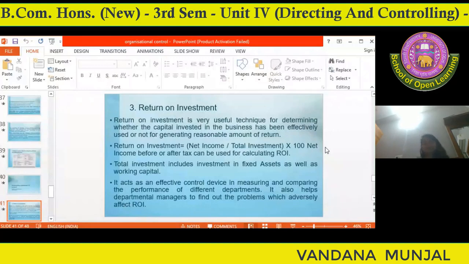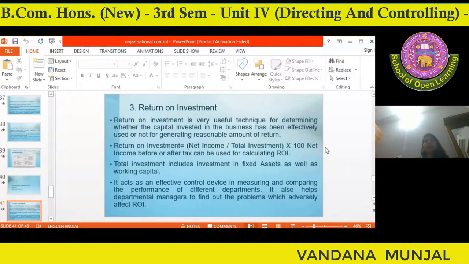सो टोटल इन्वेस्टमेंट के अंदर आता है टोटल एसेट्स एंड वर्किंग कैपिटल. इनकम के अंदर आते हैं आप जो प्रॉफिट कैलकुलेट करते हो बिफोर टैक्सेस और आफ्टर टैक्सेस, दैट इज अप टू यू. It is an effective control device and it also different departments के related भी आप return on investment निकाल सकते हो, different projects से related भी आप return on investment निकाल सकते हो. And as it is measured in percentage terms, तो आप compare कर सकते हो different departments को एक दूसरे के साथ, different projects को compare कर सकते हो.